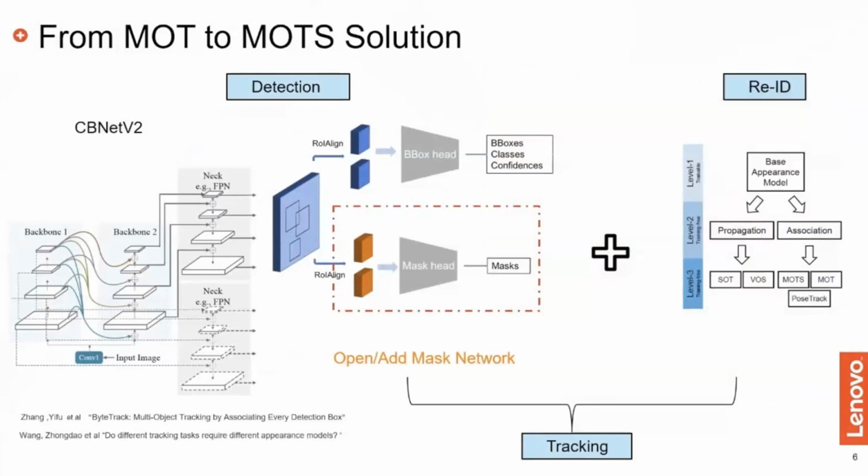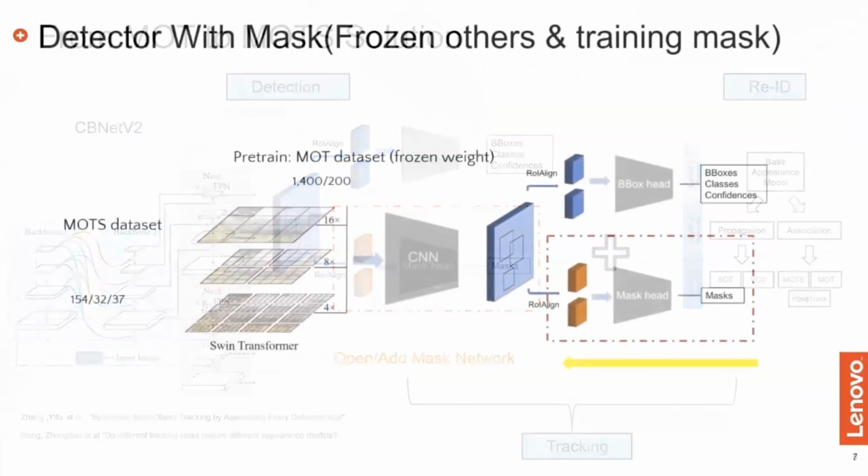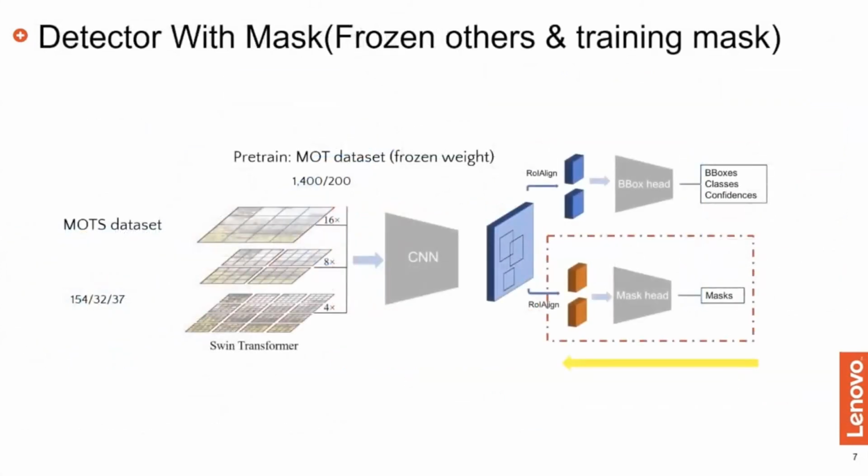Based on our high-quality MOT solution, we just add a mask branch to the detection module, and then we try training it. First, we try to train only the mask branch by freezing the other parts' weights, which come from the MOT solution. But this method doesn't get a very good result on the MOTS validation dataset benchmark.